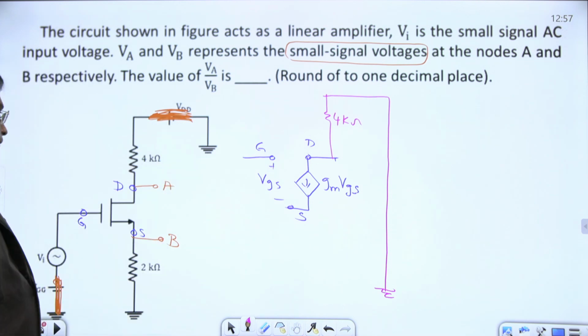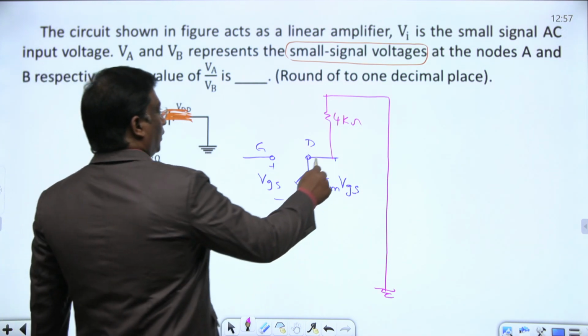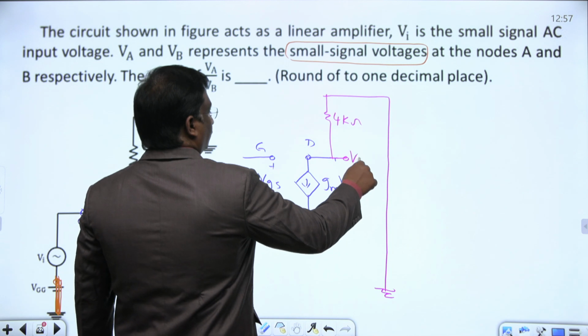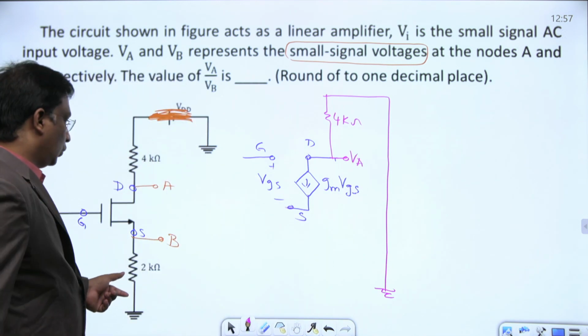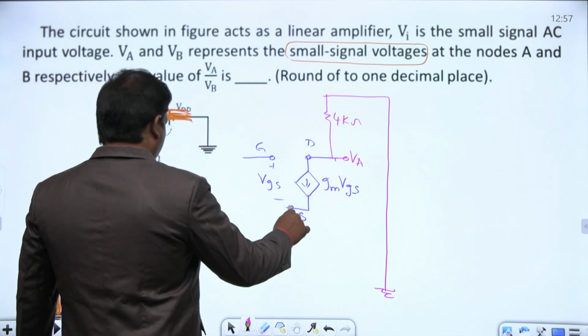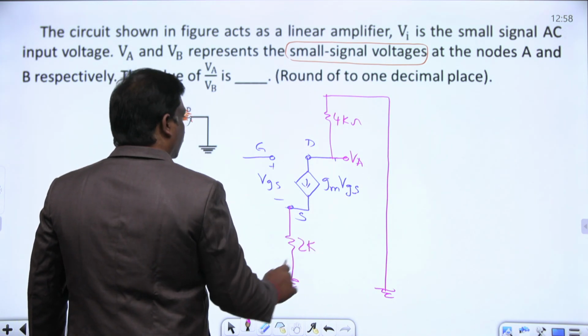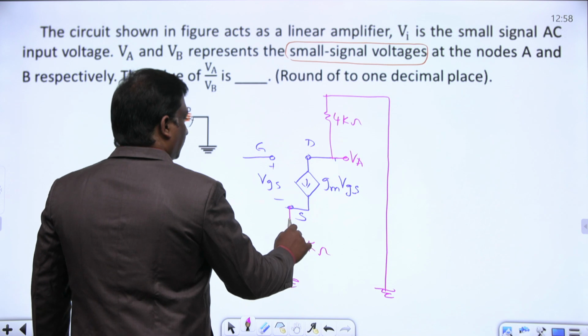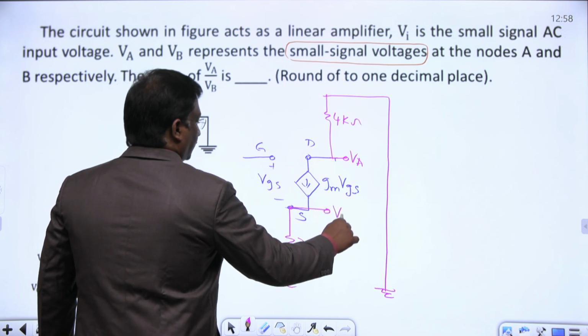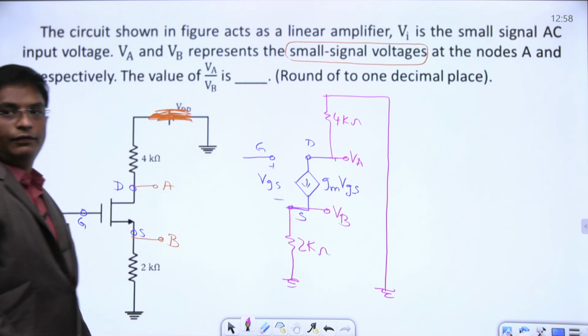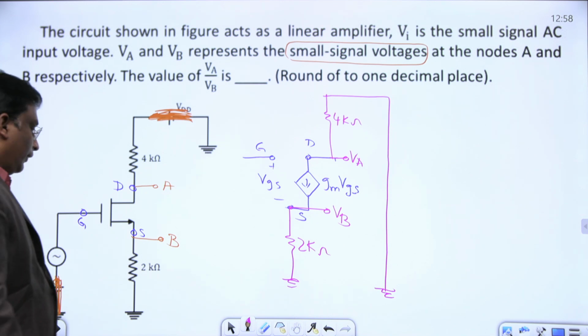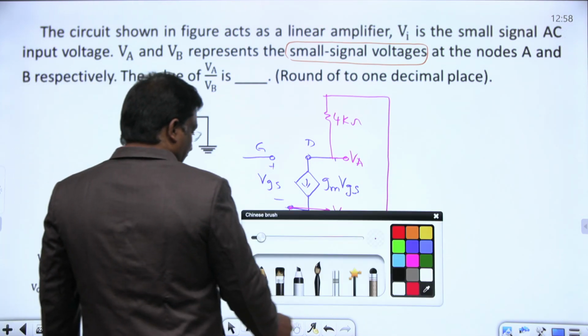A 4K resistor is connected to ground, and this voltage is your VA voltage. Next, a 2K resistor is connected to the source, and this voltage is your VB voltage. Simple, that's all finished.